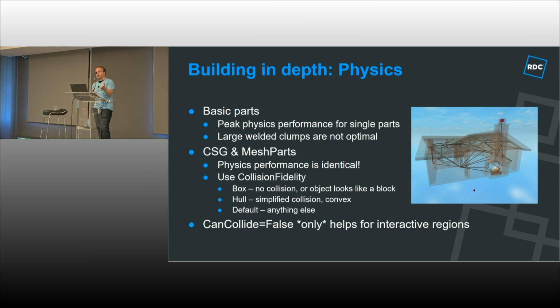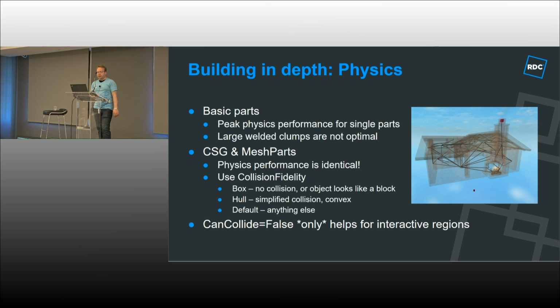You should be aware that collision fidelity should be used if you have performance issues with either of them, right? So if you don't need collision, you can use box. If you do need collision, but your object is simple, like a traffic cone, use hull. Otherwise, use default, and it's going to do a convex decomposition. And we plan to improve on all of this over time, but this is kind of the current status.